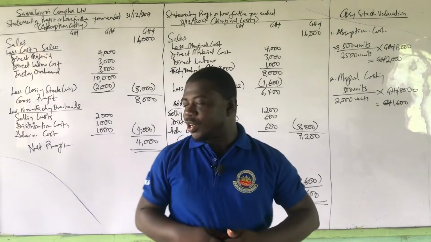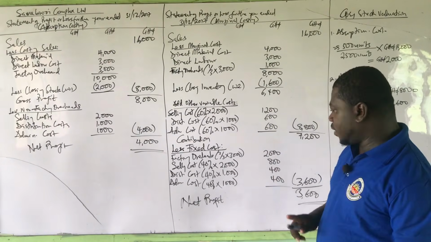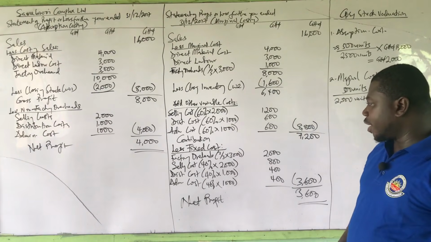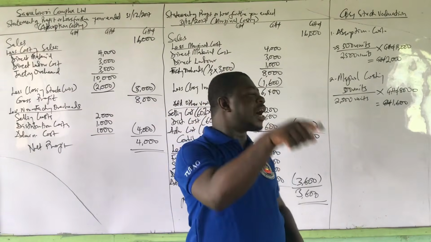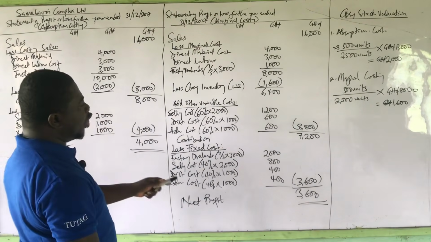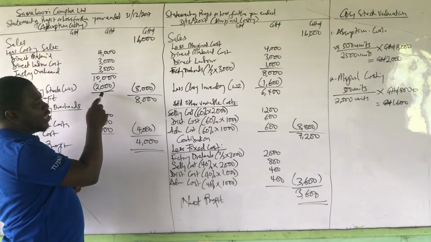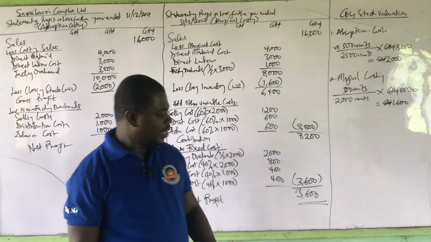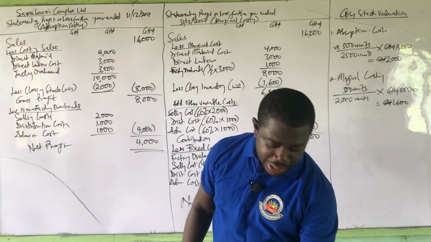Now, ladies and gentlemen, as you can see, the profit under absorption costing is 4,000, but under marginal costing, we are getting a profit of 3,600. There is a difference, and the difference is coming because of the valuation of closing inventory. You can see that the difference in closing inventory is 400, and that 400 is what is reflecting in the profits.